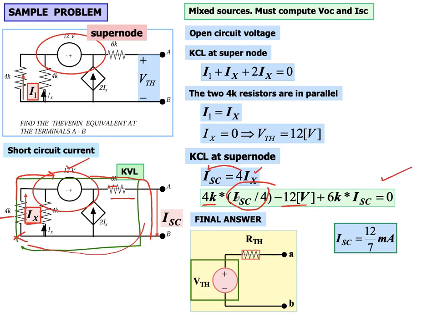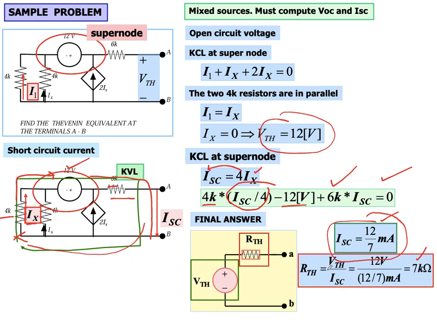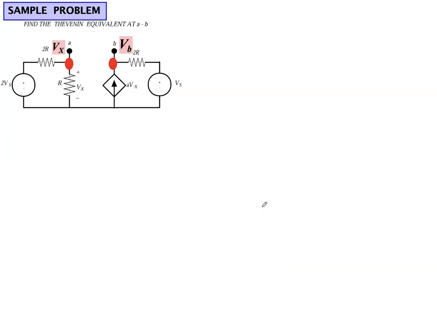From this expression, we can find out the value of I short circuit, because there is just one unknown here, and that value of I short circuit is 12 by 7 milliampere. So we have got the I short circuit, and we have got the V open circuit. By taking the ratio of the two, which is 7 kilo ohms, we can find R Thevenin. So this R Thevenin will be this, and this V Thevenin will be the V open circuit.